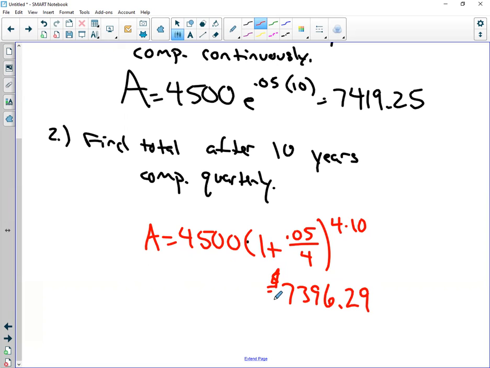Now you can see the difference, right? It's about 200 bucks. The difference between being compounded continuously and being compounded 4 times in a year is about $200. $20, sorry, $20. So it's about a $20 difference, which isn't that much, but if you have the choice between having $20 extra in your bank account and not having $20 extra in your bank account, you would probably choose the extra $20, right? So that's the difference between the two.